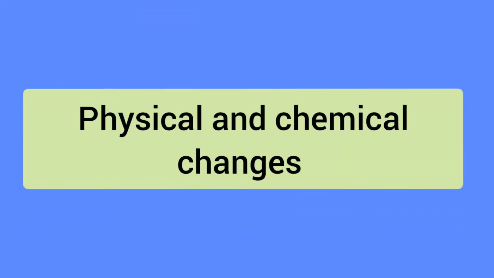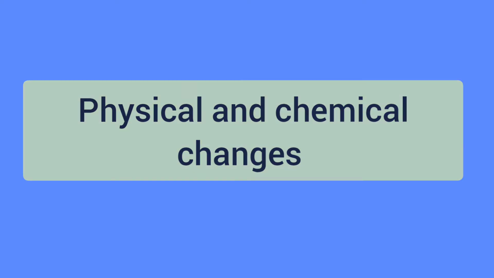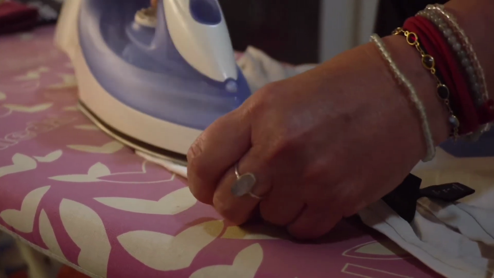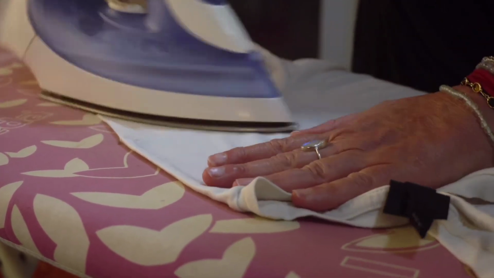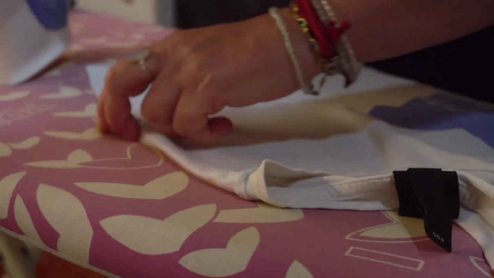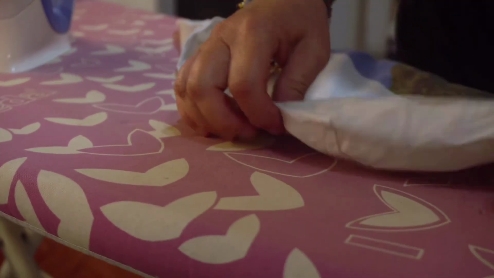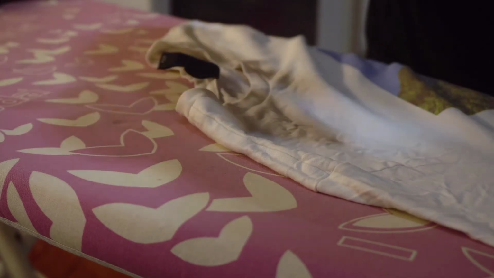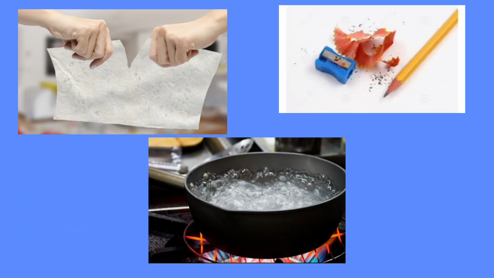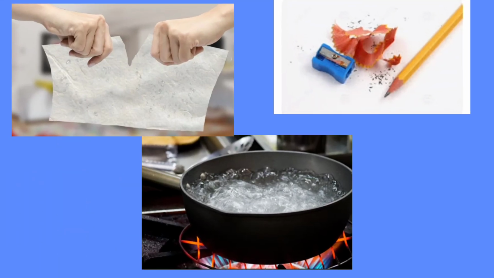Kids, did you ever notice your ironed clothes? When we iron a cloth, no new substance is formed and the ironed cloth can become crumpled again, and hence the process is reversible. Such changes are called physical changes. When we tear a paper, sharpen a pencil or heat water, no new substances are formed. The molecules of the substances remain exactly the same before and after the changes.